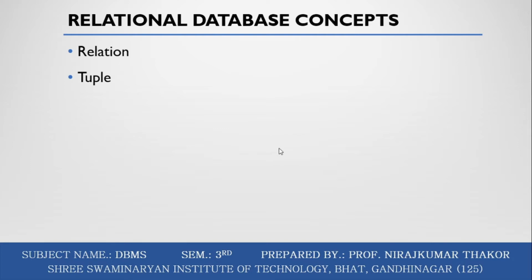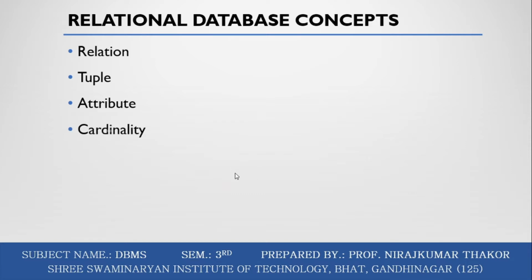Now the next is a tuple. A single entry in a table is called a tuple or record or row. A tuple in a table represents a set of related data. The next one is an attribute. A table consists of several records. Each record can be broken down into several smaller parts of the data known as attributes.